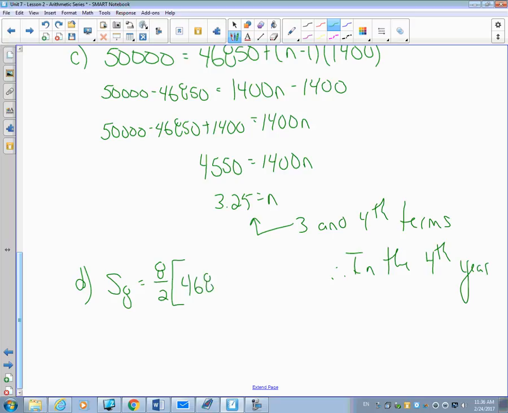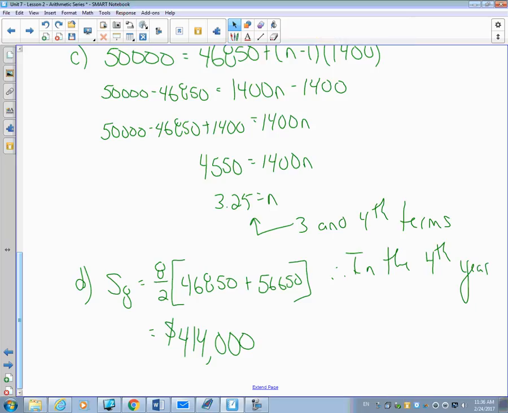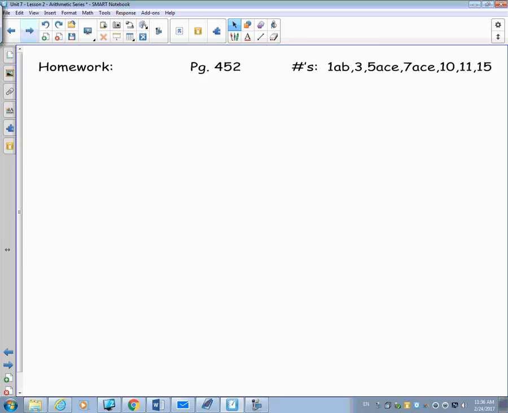Okay. So 46,850, first term, and last term we said was 56,650. And we can add those together and times it by 4, and we should get a total of $414,000 over the course of those 8 years. Okay, so that's an arithmetic series. It's an extension of what we did yesterday. We're just trying to add together the parts and pieces of a sequence. Okay, some questions we should try. That'll be it for sequences. For arithmetic things, we'll move on to a new idea tomorrow called a geometric sequence.